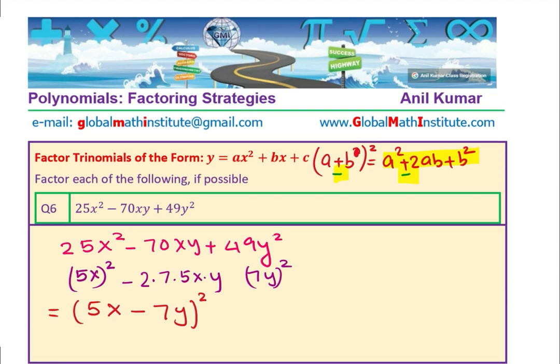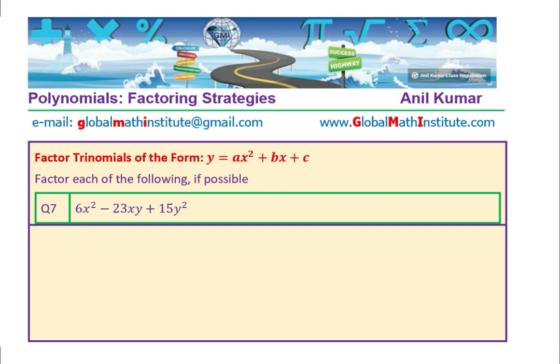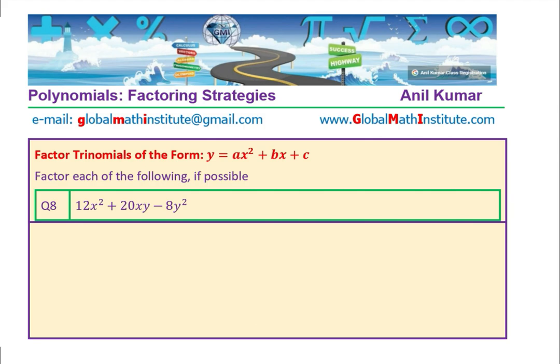Okay, let's move on to question number 7. So this is relatively simple. In this set, we are given 6x squared minus 23xy plus 15y squared, right? Now this one we did earlier, so I'd like you to do it on your own. Perfect. Minor variation is that we are also having the term y's here. Okay. Question number 8. So question number 8 is 12x squared plus 20xy minus 8y squared.